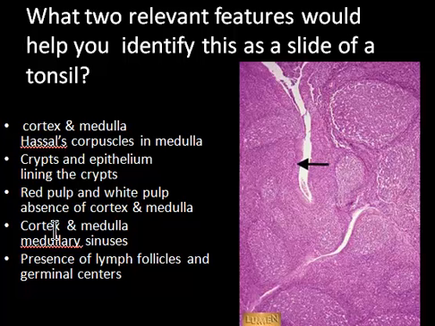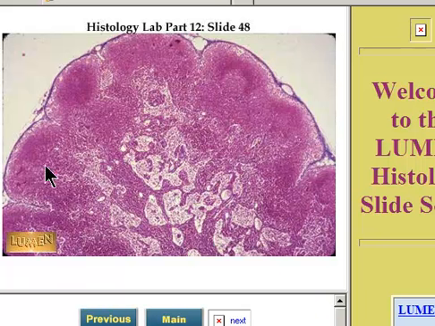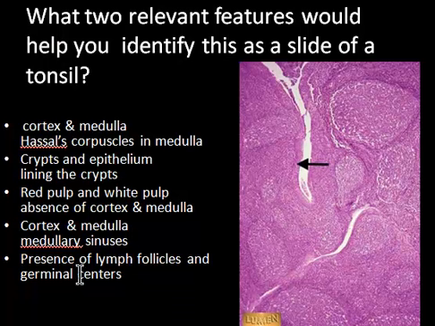Then presence of cortex and medulla and medullary sinuses. This is typical of the lymph node. And again, to show you a lymph node, so here is a lymph node. You can see that you have the cortex up here, a darker staining area, and then the medulla here, and in the medulla you have these medullary sinuses. So this is what is seen in the lymph node, not in the tonsil. So hence this would not be a correct answer.